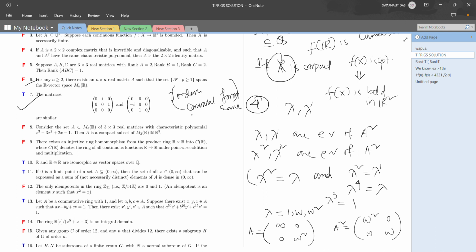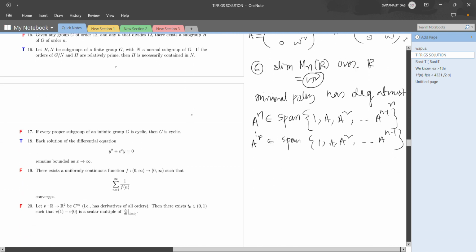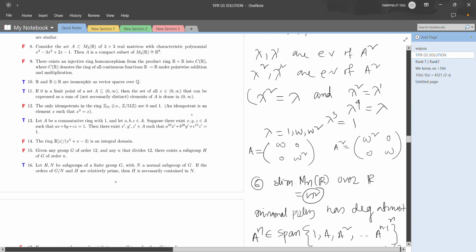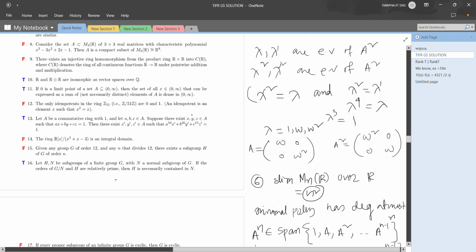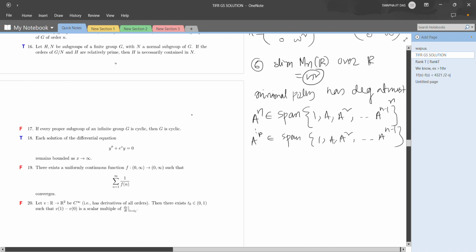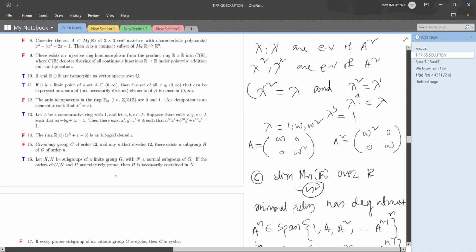So now come to problem number 8. Consider the set A in M3R, the 3 by 3 real matrices with characteristic polynomial x cube minus 3x square plus 2x minus 1. Then A is a compact subset of M3R. See, this is x cube minus 3x square plus 2x minus 1. You can just check the root.